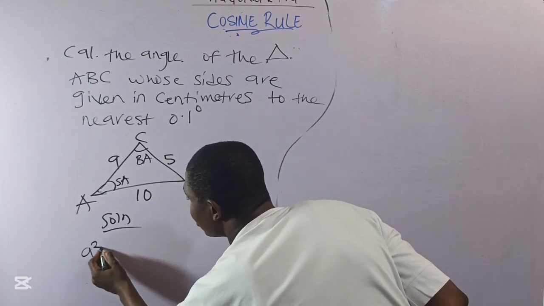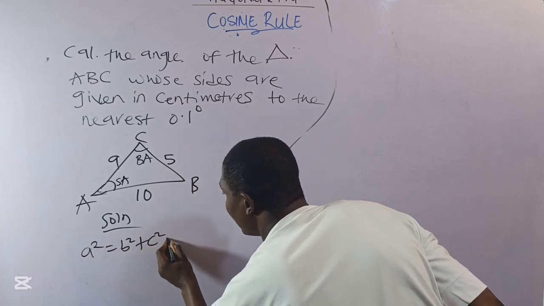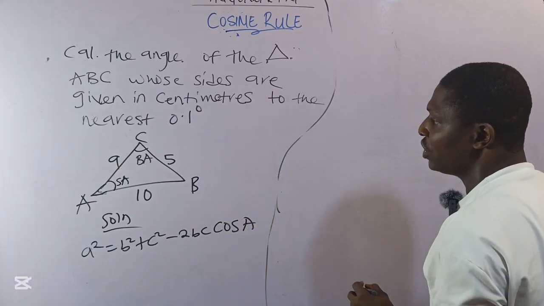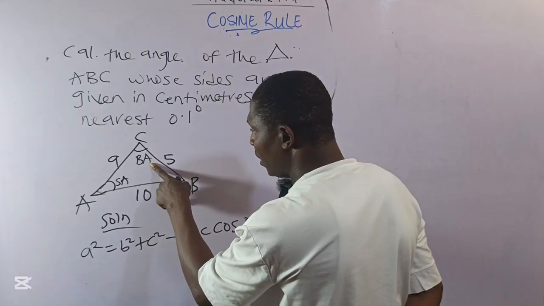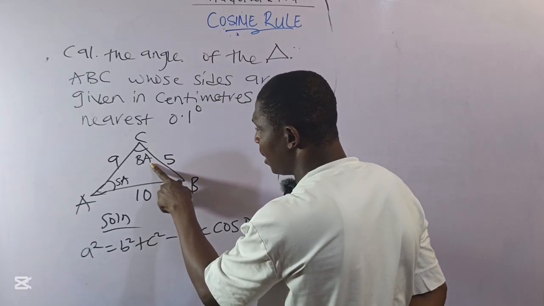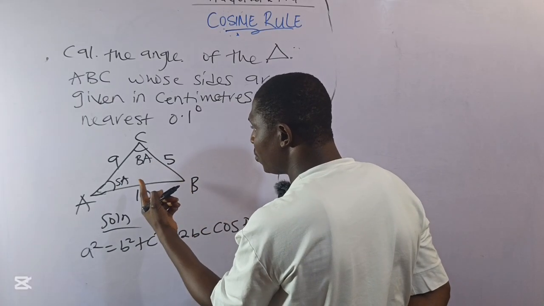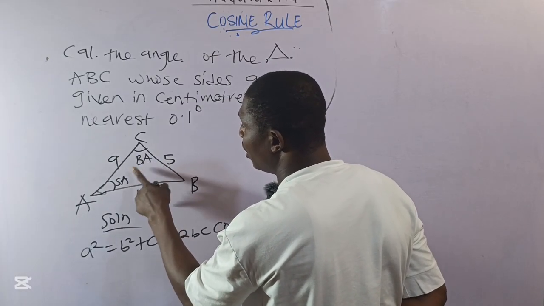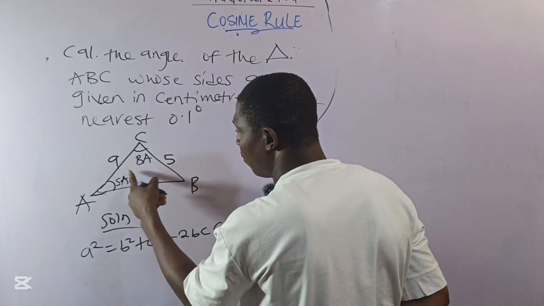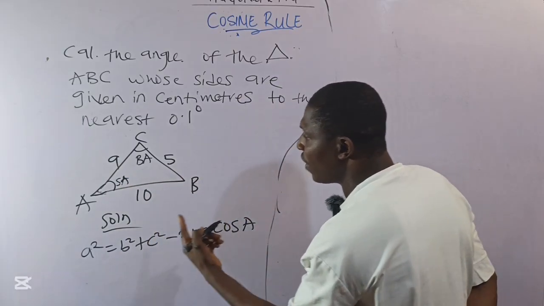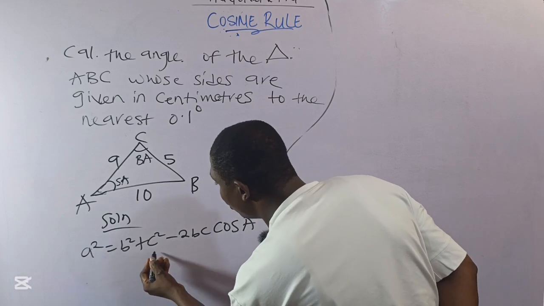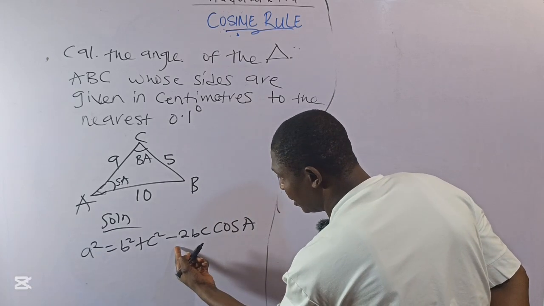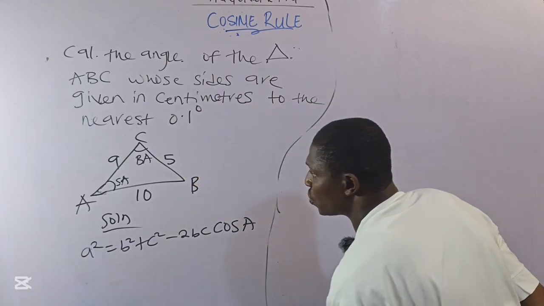Now, I want to start with angle A, but I don't know the formula. But I know that a squared is equal to b squared plus c squared minus 2bc cos capital A. Why am I using this formula? Since this is the biggest angle, it can be greater than 90 degrees. This is the only angle that can be greater than 90 degrees here, because these two other angles are smaller than the side which is 10. So I'm using this acute angle triangle formula.